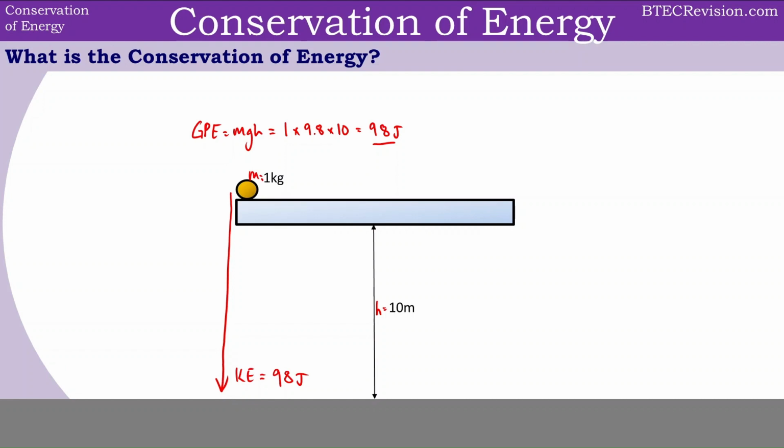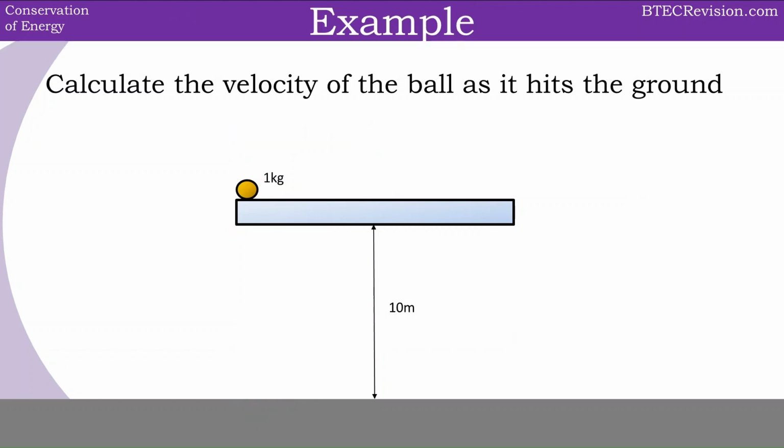And when it hits the ground, this kinetic energy will be zero because the energy transferred would turn into thermal energy. And we can write the thermal energy will be equal to 98 joules. So this is the conservation of energy principle, stating that energy can only be transferred from one form into another form. It can never be created or destroyed. Okay, let's look at an example here. Calculate the velocity of the ball as it hits the ground.